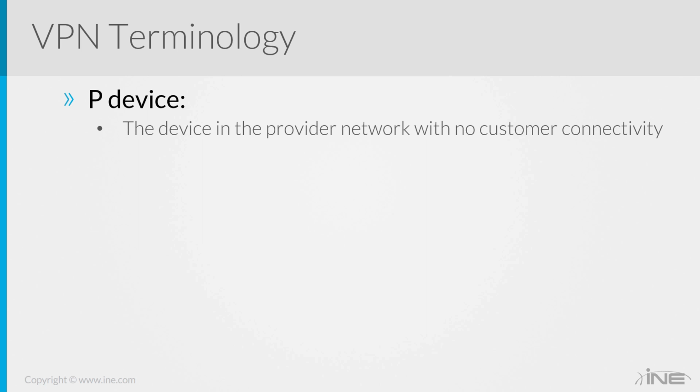But we want to be more specific than that. We want to take a look at what the individual devices are in the MPLS core. So we're going to start off with the provider core. Now, this is the device in the provider network with no customer connectivity. This is only doing label switch routing, or I should say label forwarding, simply meaning that it's got IGP and it's got a label value or a label allocation service running.